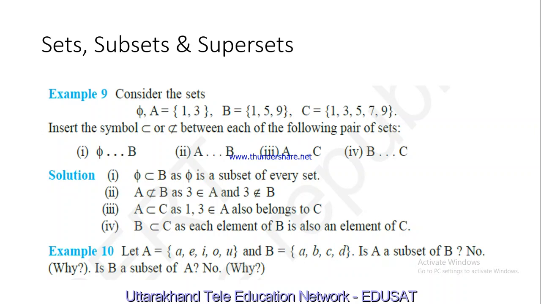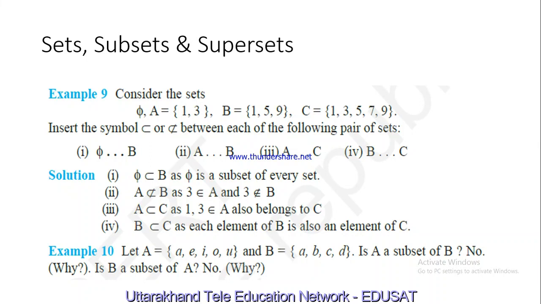Now let's have a look at the question first. Whether phi is a subset of B, yes or no. That is what you have to mention. So if you put a sign which looks like this C, which looks very much similar to the English alphabet C, basically it is denoting subset. So putting this in between will mean that phi is a subset of B, and if you cross this C, it would mean that phi is not a subset of B.